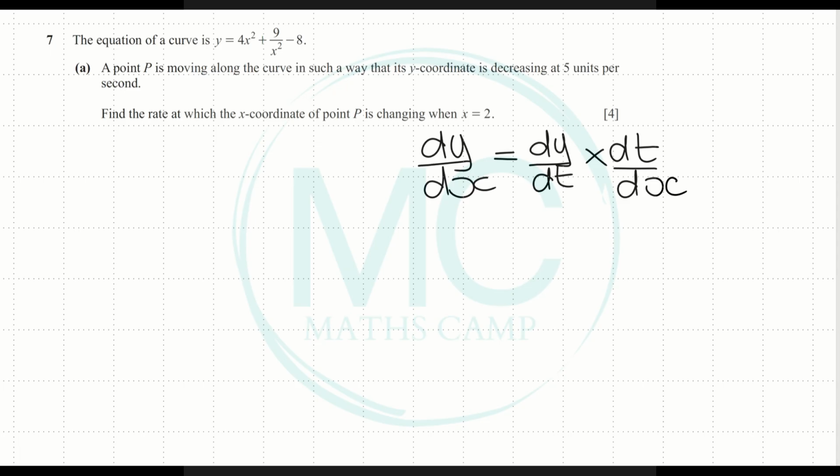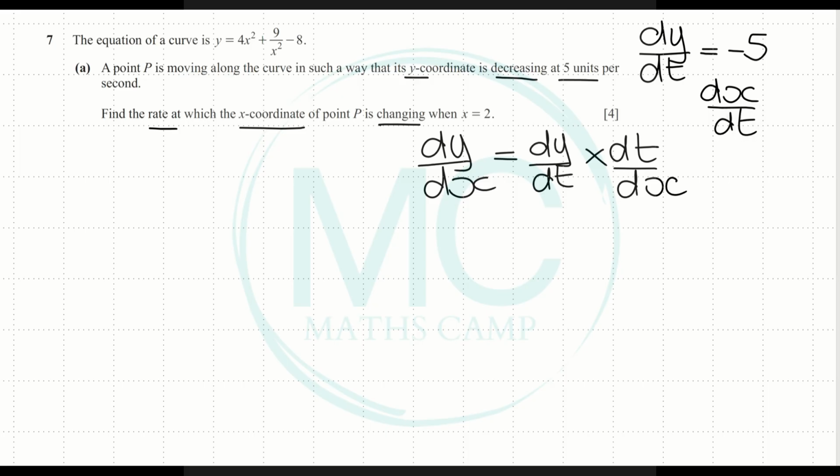When we write a value for a rate, it is always within a fraction over dt. So in this case, the y-coordinate is decreasing at 5 units. This is the rate of y. So we say dy over dt. It is decreasing, which means the rate is negative. So it's equal to -5. Find the rate in which the x-coordinate is changing. So we need to find dx over dt. This is our unknown value.